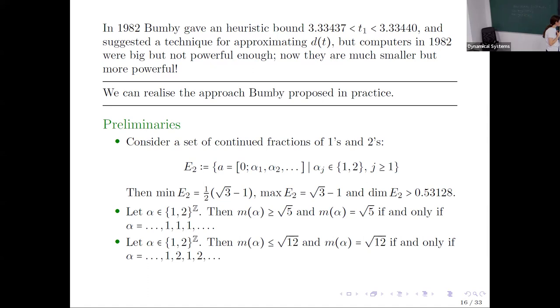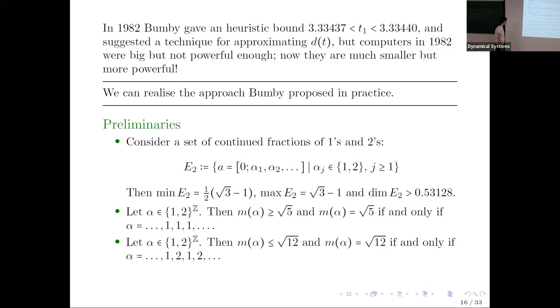Now, if we take a little bit of Markov numbers, if your sequence is in 1 and 2 and it is bi-infinite, then the smallest Markov number is square root of 5. We know this because it is the Markov number of the sequence which consists of ones, and you cannot do anything smaller than the sequence which consists of ones. What is the largest number? The largest number is going to be square root of 12. This is because it is an alternating sequence of 1, 2, 1, 2, 1, 2, and again, you cannot get anything bigger than that.